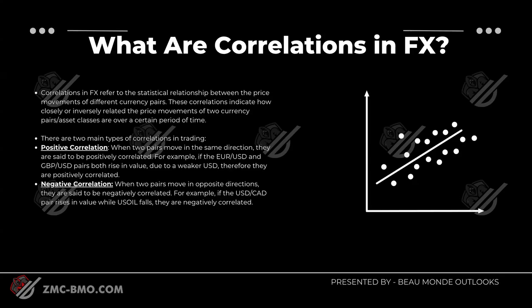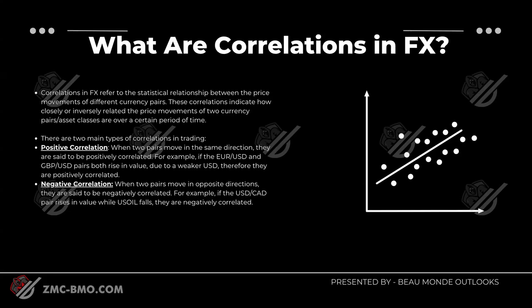Now, a positive correlation is when two pairs move in the same direction at the same time. They are said to be positively correlated. For example, if the EUR/USD and GBP/USD pairs are moving in simultaneous upside, it's likely due to a weaker US dollar, and therefore they are positively correlated.